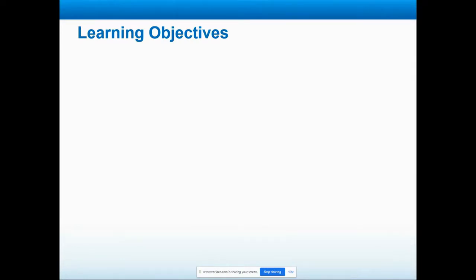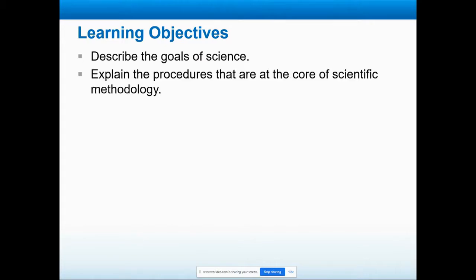So our learning goals are to describe the goals of science, to explain the procedures at the core of the scientific methodology, also known as the scientific method, and we also should be able to define what a scientific theory is.